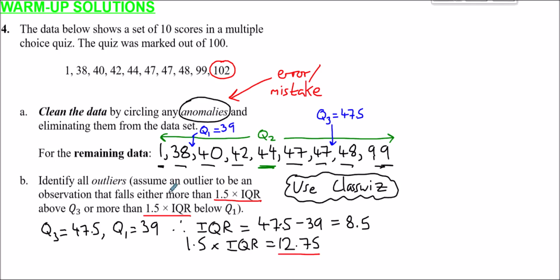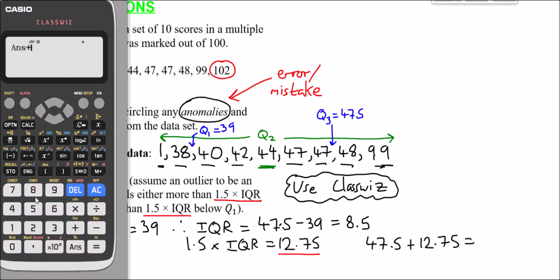So, anything that falls more than 12.75 above the upper quartile is going to be an outlier. So the upper quartile was 47.5. So 47.5 plus 12.75. Let's see what this gives us. That gives us 60.25.